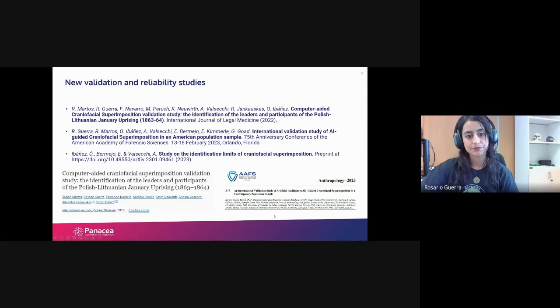Secondly, we will be seeing the results of our most recent validation study that was carried out in a contemporary population sample, from which we actually presented preliminary results this February at the American Academy of Forensic Sciences meeting in Florida, listed here. And finally, at the end, we are going to very quickly see this very recent study by Oscar Ibáñez, Enrique Bermejo, and Andrea Balsecchi, in which they tried to find the theoretical limits of craniofacial superimposition.